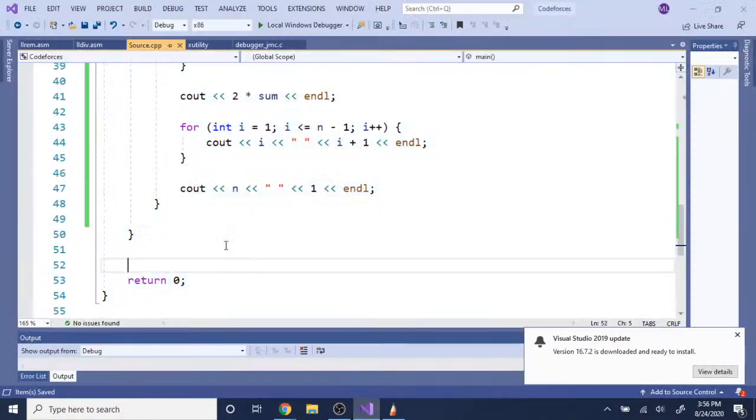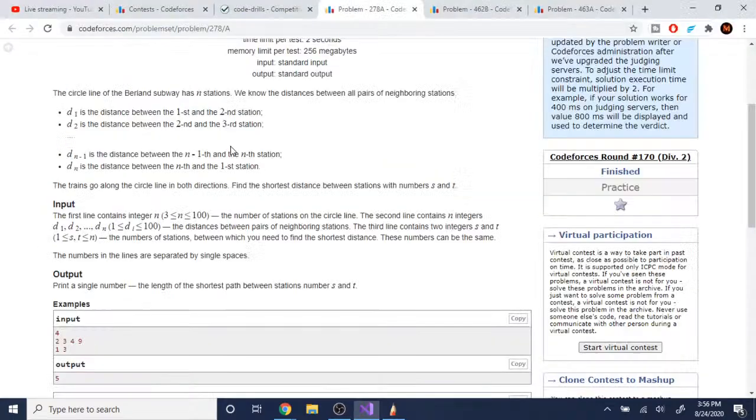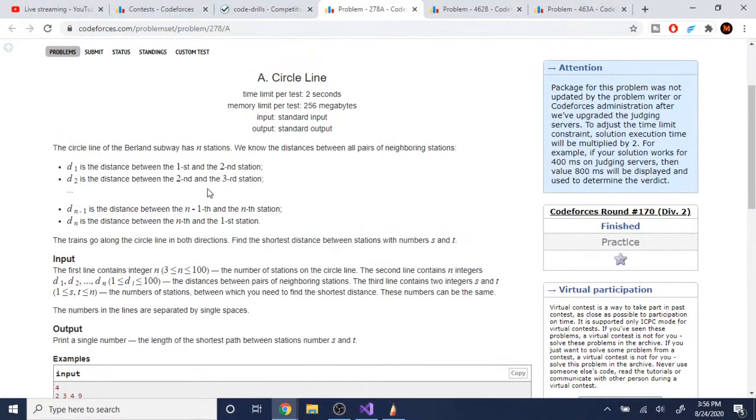Let's see what we could do here. Okay. The circle of a subway has n stations. We know the distance between all the pairs of the neighboring station. D1 is the distance between 1 and 2. D2 is 2 to 3. Blah, blah, blah. Dn is between 1 and n. Okay. The train goes in a circle along in both directions. Find the shortest distance between the stations with numbers s and t. You just have to keep going in.